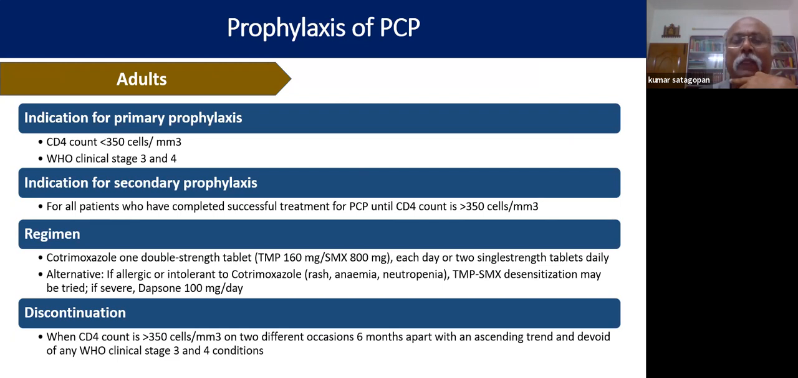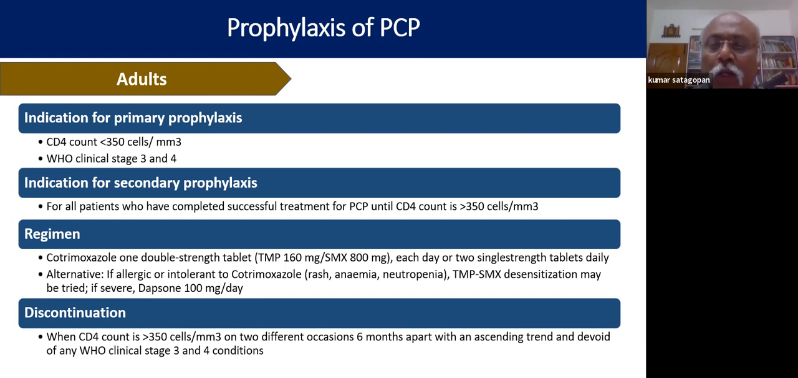Secondary prophylaxis: all the persons who have completed PCP treatment have to take secondary prophylaxis, for a minimum period of 6 months. The regimen is 1 double strength tablet each day or 2 single strength. For the benefit of junior colleagues, you can remember it like this: every 4 kg, 1 tablet.